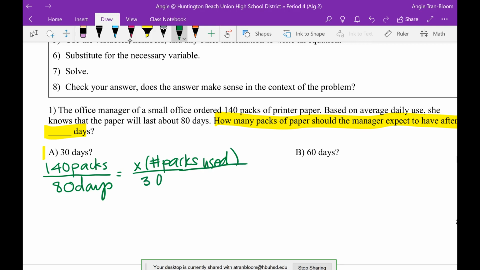All right, back to Algebra 1. How do I solve for x? You're right. All right, help me out. 140 times 30 is what?